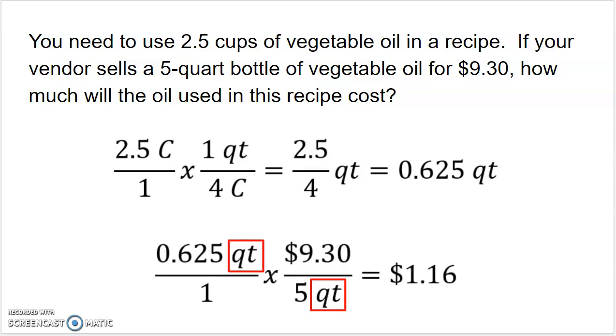So then we take our 0.625 quarts and we multiply by the $9.30 per 5 quarts. And notice we set it up so the quarts will cancel. The unit that's left is dollars. So when we multiply 0.625 times 9.30, get an answer, and then divide by 5, we get $1.16 for the 2.5 cups of vegetable oil we're going to use in that recipe.